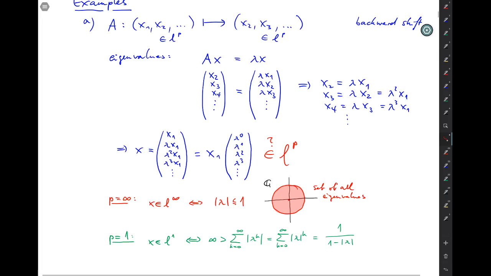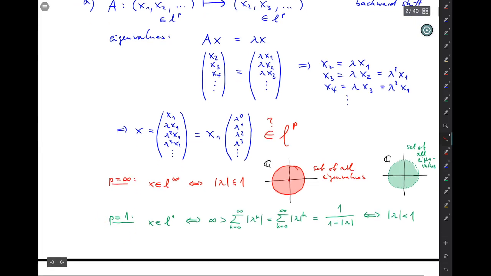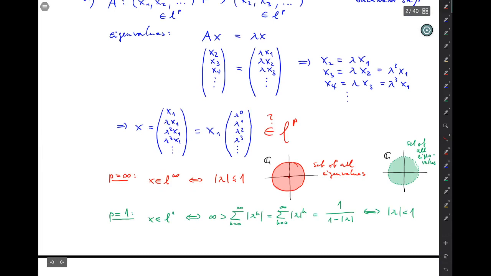So it's in L infinity, but not in L1. And if the modulus is bigger than 1, then it's even growing, so not a null sequence. So this time we get the unit disk, but without the boundary. Okay, so think about what happens when p is somewhere between 1 and infinity, and maybe we can discuss this in the exercise session.